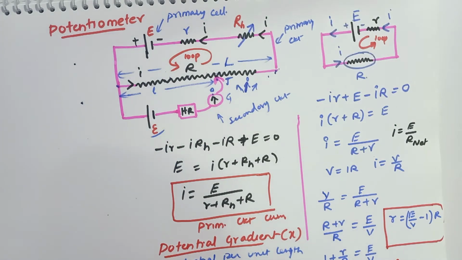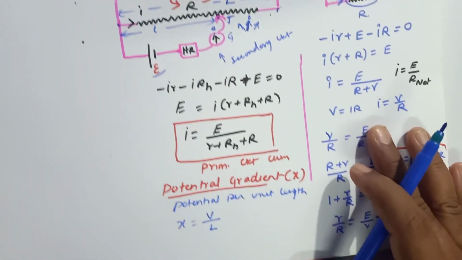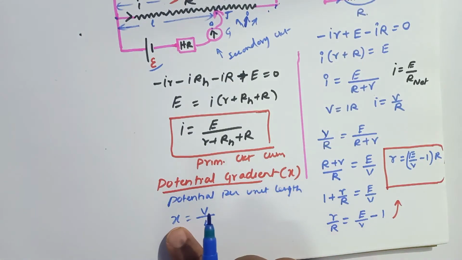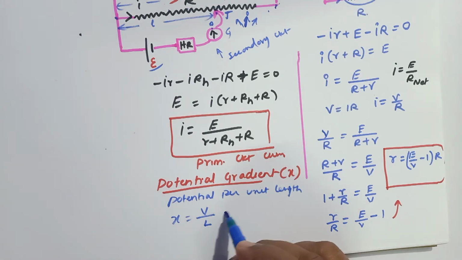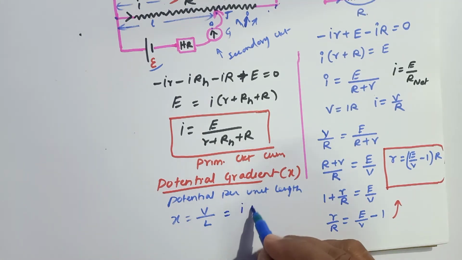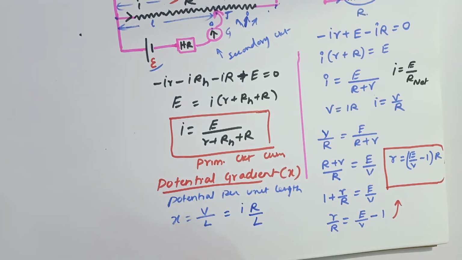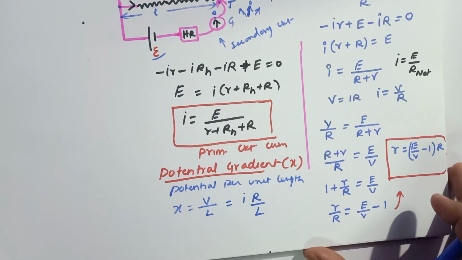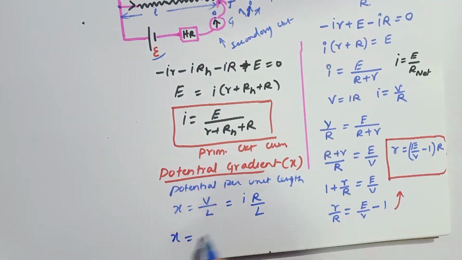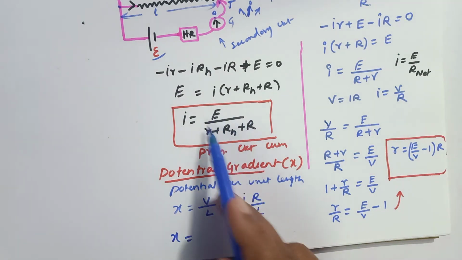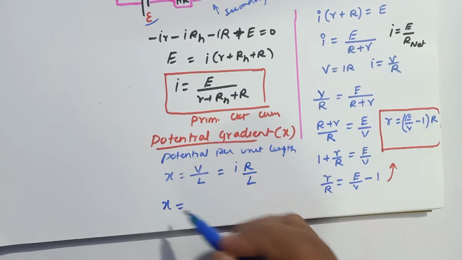Okay, so let us see what is going to happen now. The potential gradient is considered as x is equal to V by capital L. And you all know V can be written as I into R, so x is I into R by L. And just now we got the value of I. You substitute this value here. So what are you going to get now?